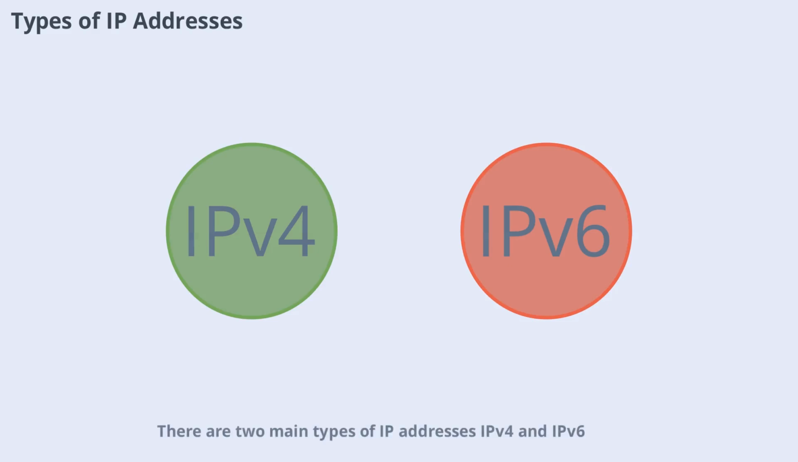There are two main types of IP addresses, IPv4 and IPv6. Each serves a unique purpose and has its own format. Understanding these types helps us appreciate how the internet adapts to growing demands and ensures every device can be identified.